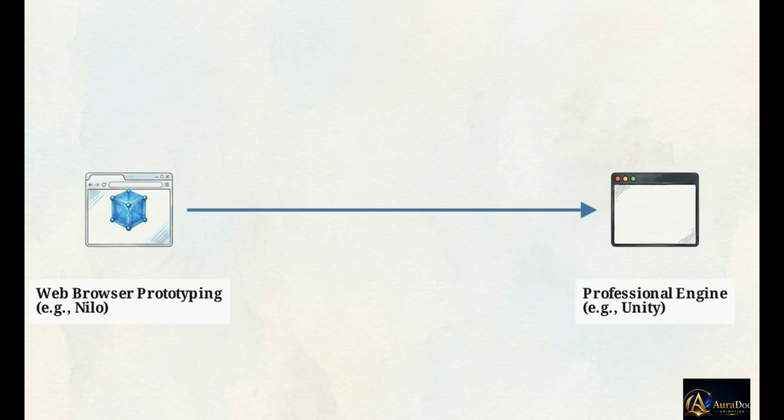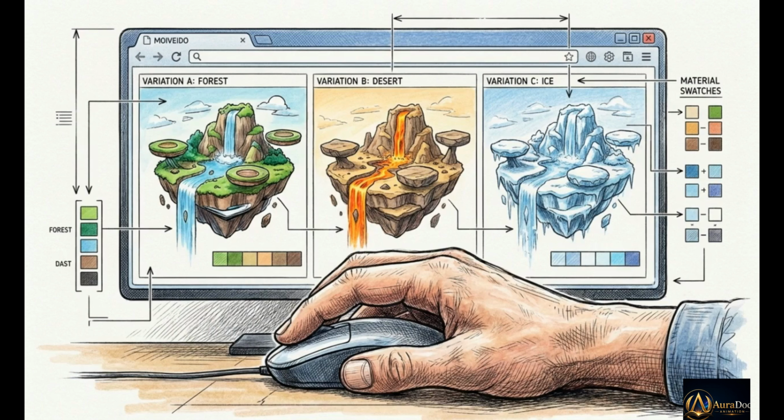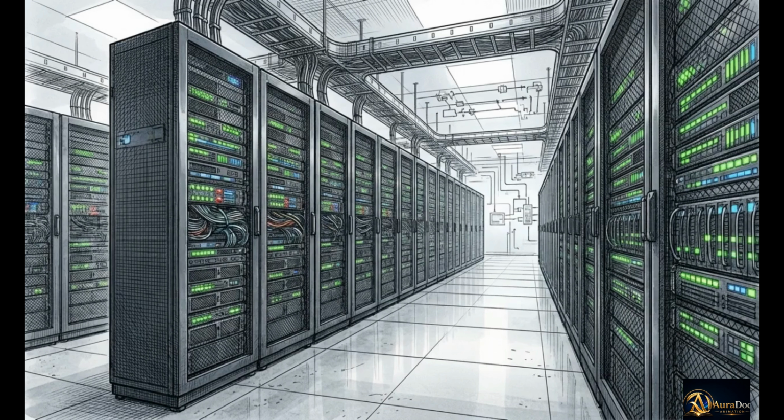This flowchart shows that exact transition. Your polished FBX file leaves the browser window and moves directly into a professional editor like Unity or Roblox Studio. Browser tools are excellent for rapid iteration, but moving the project to an established engine provides the stability and scaling architecture required for a commercial release.